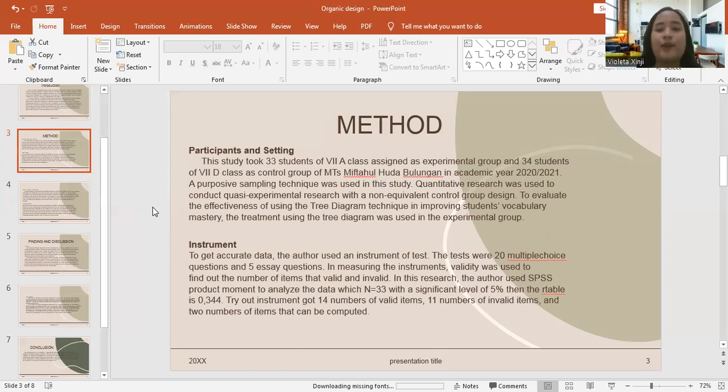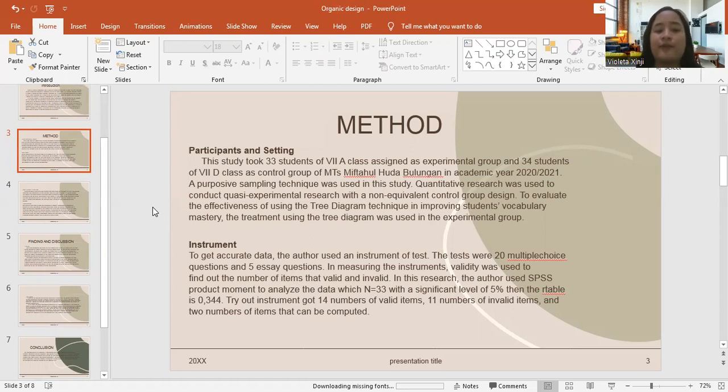Quantitative research was used to conduct quasi-experimental research with an equivalent control group design to evaluate the effectiveness of using the tree diagrams technique in improving students' vocabulary mastery. The treatment using the tree diagrams was used in the experimental group.